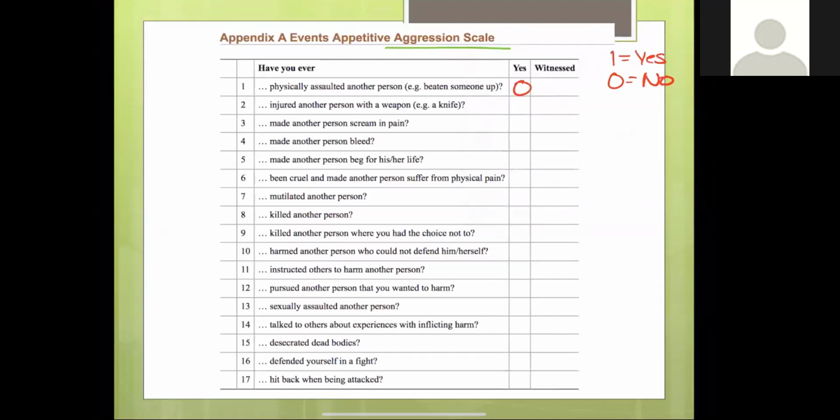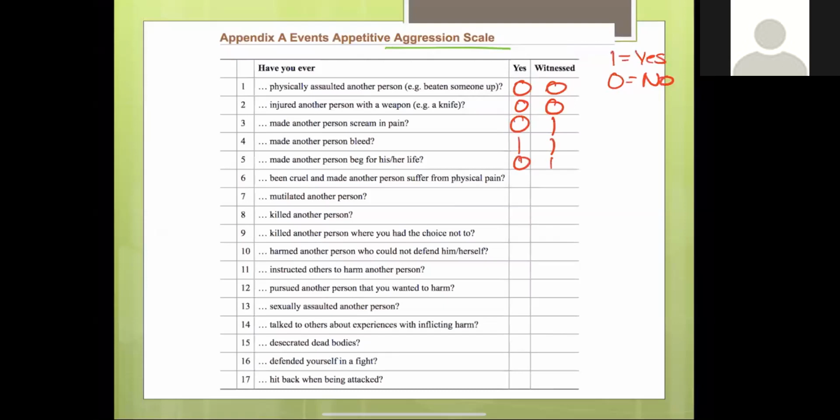They might ask, have you ever physically assaulted another person or beaten them up? No, I've never done it myself. No, I've never witnessed it. Have you ever injured another person with a knife? No, I've never done it. No, I've never seen it happen. Have you ever made another person scream in pain? No, I haven't. I have seen my father do it to my mother when I was a kid. And yes, I've accidentally hit somebody and made them bleed. And yes, I've seen it happen.